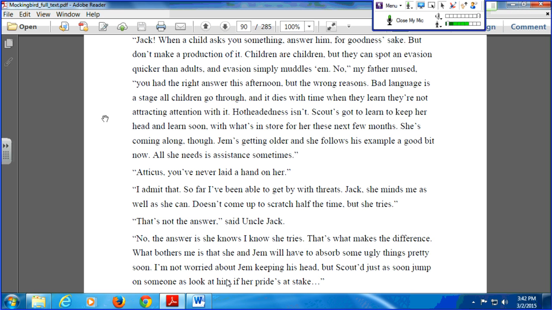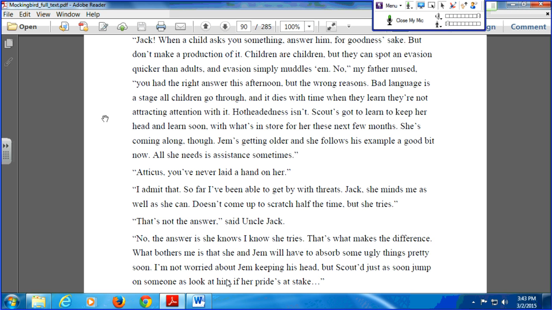"The bad language is a stage all children go through, and it dies when they learn they're not attracting attention with it. Hot-headedness isn't. Scout's got to learn to keep her head. She'll learn soon what's in store for her in the next few months. She's coming along though. Jem's getting older. She follows his example a good bit now. All she needs is some assistance sometimes."